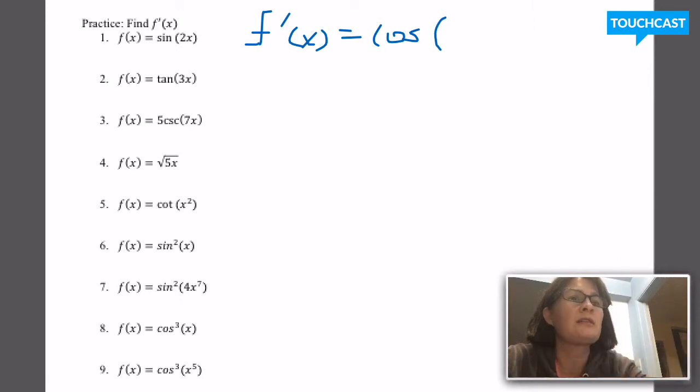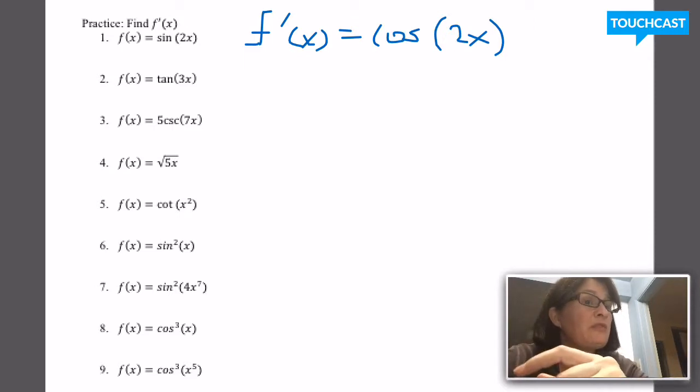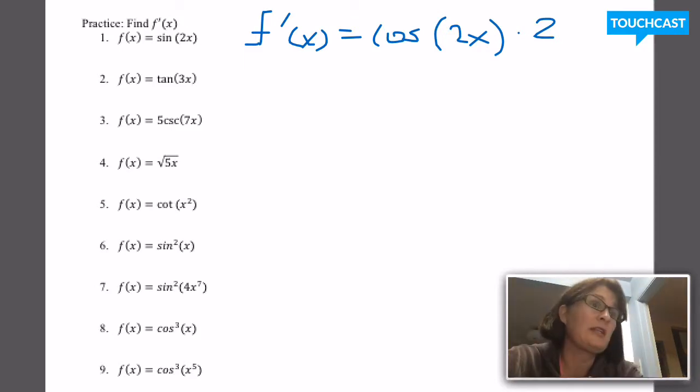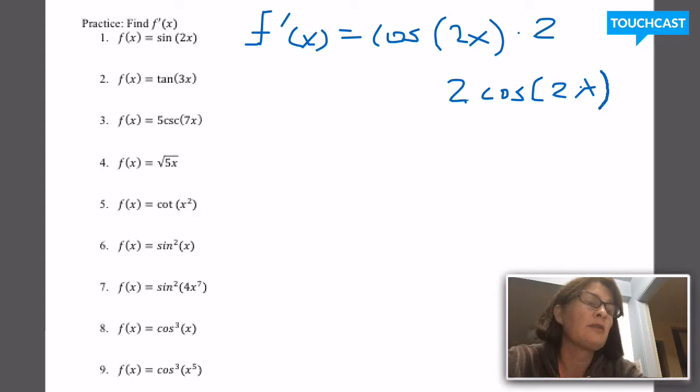The inside function stays the same, so cosine of 2x, times the derivative of the inside function. The derivative of 2x is 2. If you were taking the multiple choice section, that 2 would be written out in the front, and you'd have the answer 2 times the cosine of 2x. On the free response version, feel free to leave your answer in any form that's convenient to you. Try number 4.